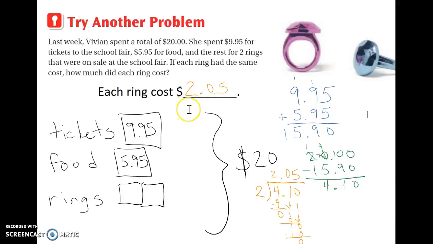Fantastic. I got that each ring cost $2.05. I did my work here, so if you got the same thing, pat yourself on the back. If you got something different, check your work to mine and come in tomorrow ready to talk about it.